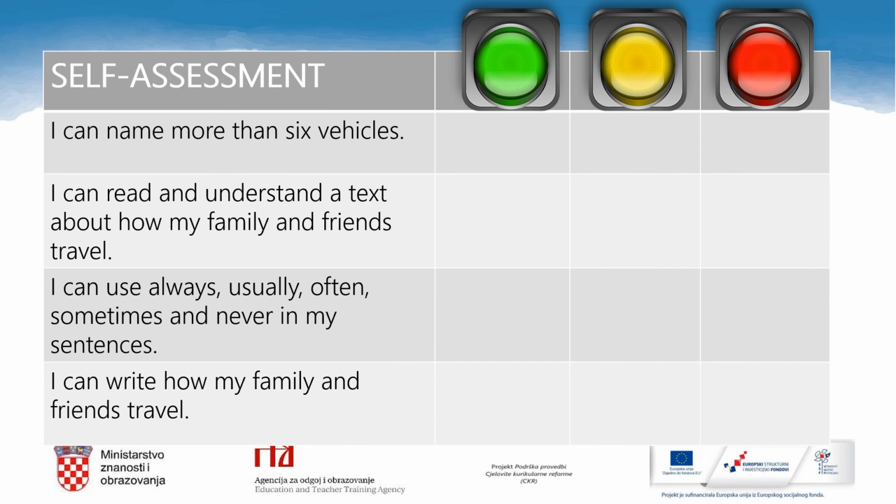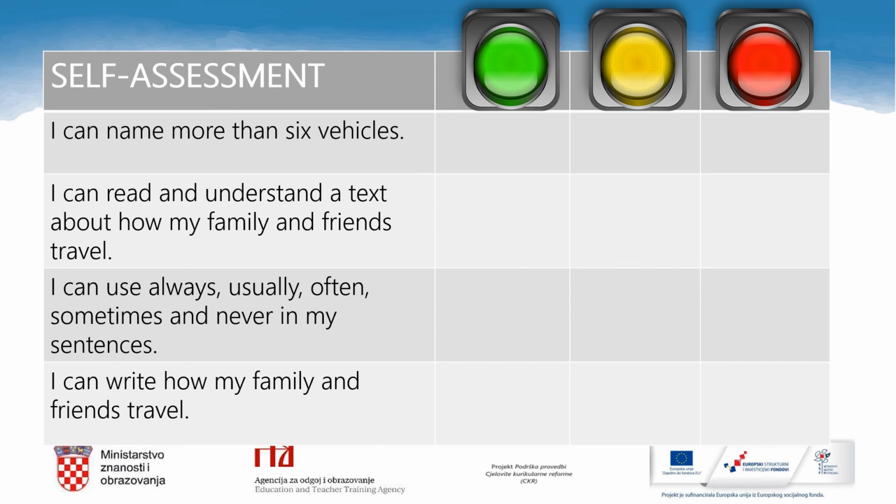And it's time for self-assessment. Read these sentences and put a correct color next to each sentence. Green if you can do it, yellow if you need some help, and red if you need a lot of help. And the sentences are: I can name more than 6 vehicles.